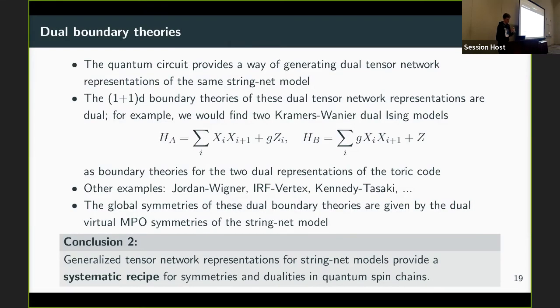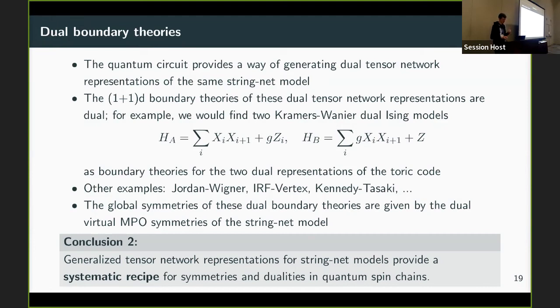Now, I think the coolest application of this is that, we stated that this quantum circuit provides you a way of generating dual tensor network representations of the same string net model. Now, what does this imply? If you go to the 1+1D boundary theories of these dual tensor network representations, these boundary theories are dual. So, for example, if you take the toric code, we have 2 tensor network representations of the toric code. You would find 2 Kramers-Wannier dual Ising models as the boundary theories of these dual representations of the toric code.